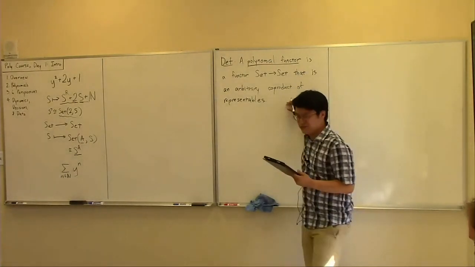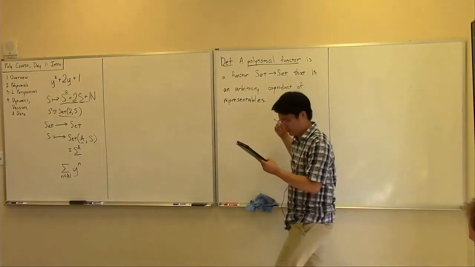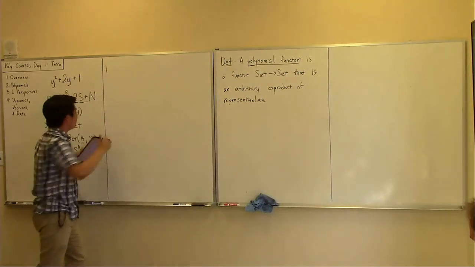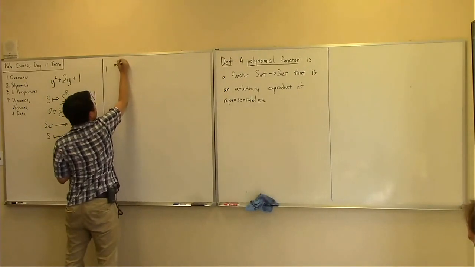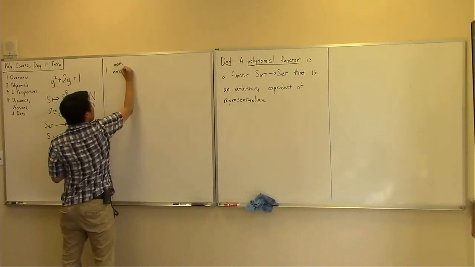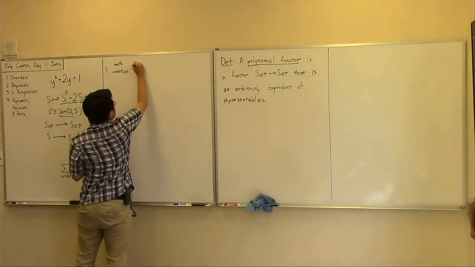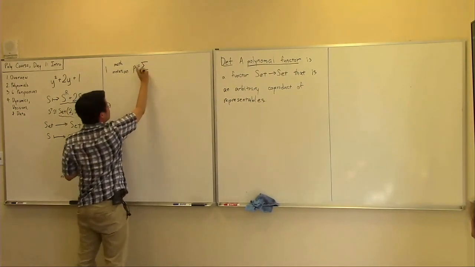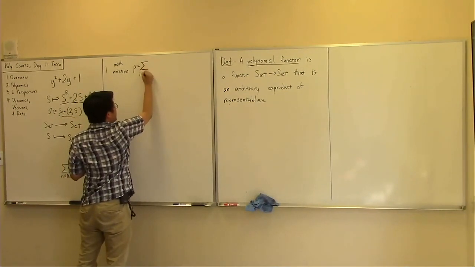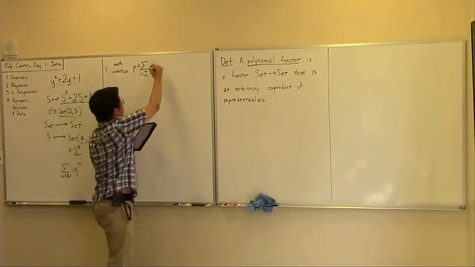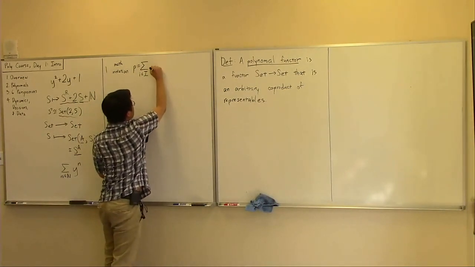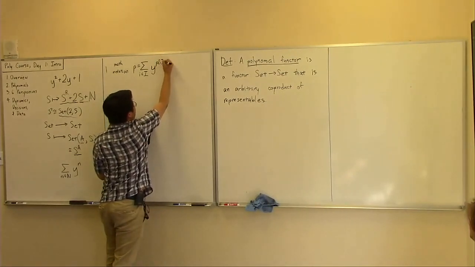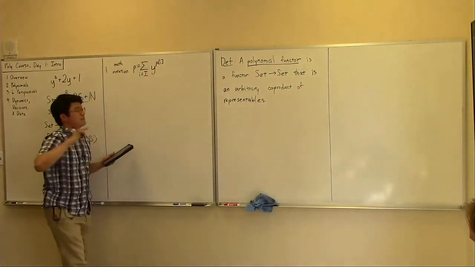So given that this is the definition, we can write an arbitrary polynomial like so. And this is going to be our first way of thinking about polynomials. I'm just going to call this math notation. We can write an arbitrary polynomial P as a coproduct over some indexing set I of a representable functor represented by some set. And we're going to denote this set as P bracket I.